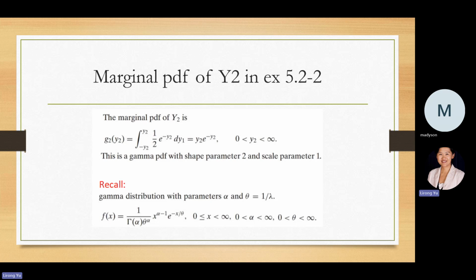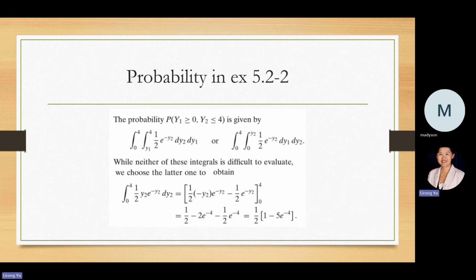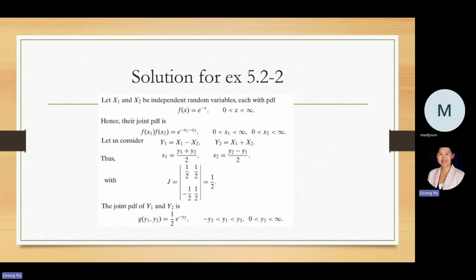And then the variance equal to alpha theta squared, which also equals 2 in this case. All right, another one is y1. Remember how y1 was defined, right? Y2 is a summation. If you add two exponential distributions, x1 and x2, you have a gamma distribution.